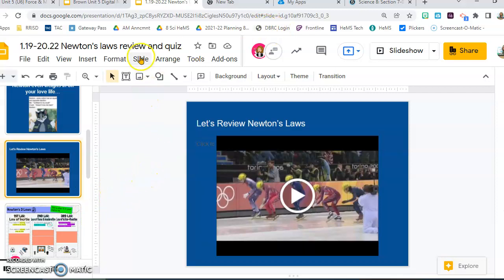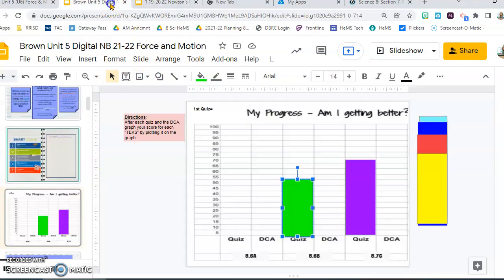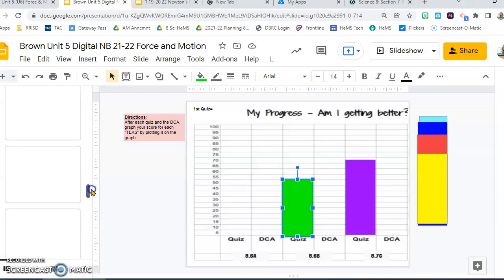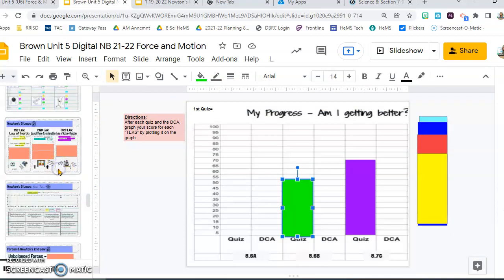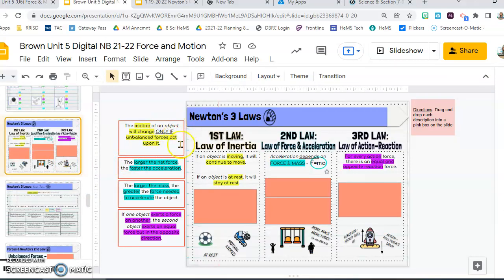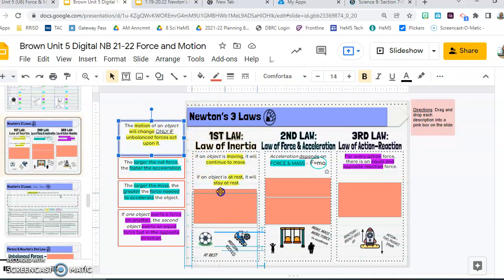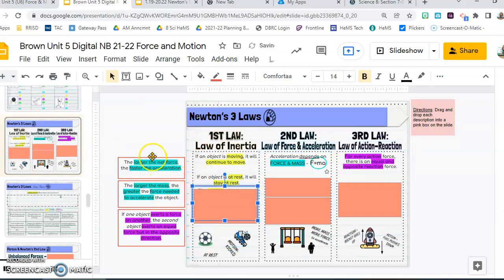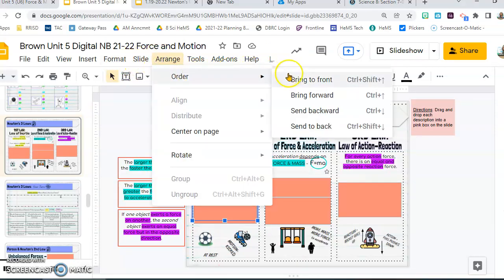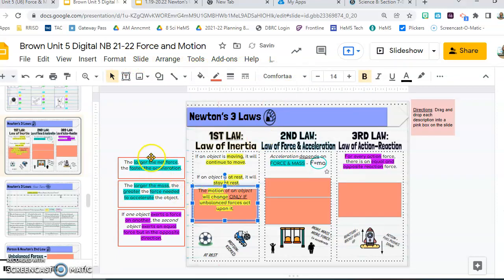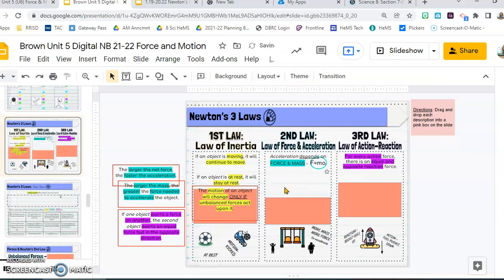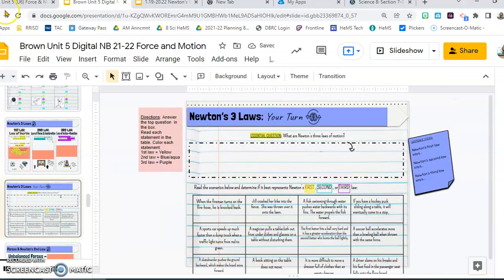All right, so now I'm going to switch. I'm going to use my digital notebook. This is page 18 in your digital notebook. So we're going to come down to page 18. What you're going to do is drag these over. If you notice, they're color coded. If it doesn't work here, just go on arrange, order, and bring to front, and it'll bring it to front. Some of my other friends deleted the boxes. You could do that too.